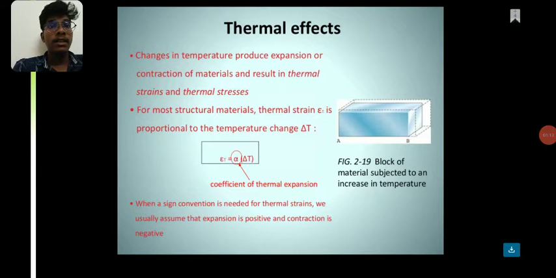Next, thermal effects: change in temperature produces expansion or contraction of material and results in thermal strains and thermal stresses. For most structural materials, thermal strain is proportional to temperature change. Thermal strain is proportional to the temperature change, that is epsilon T is equal to alpha into delta T. The coefficient of thermal expansion is alpha. When a sign convention is needed for thermal strain, we usually assume that expansion is positive and contraction is negative.